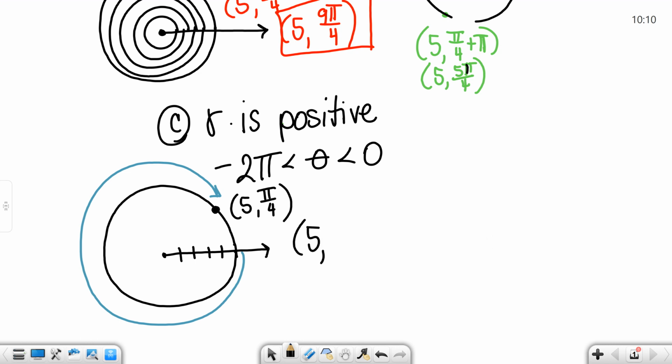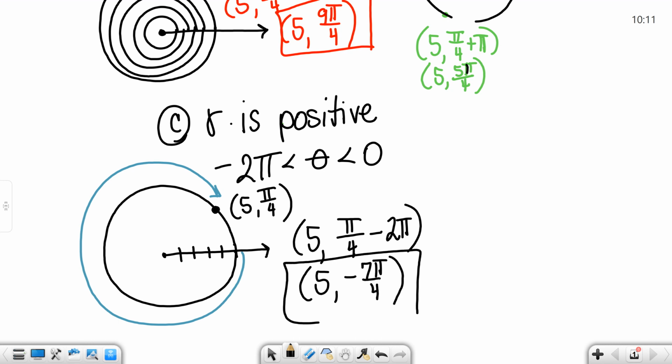So, still on the same point, 5, I want my r to be positive, right? And to find out what that blue theta would be, I just say pi over 4 minus 2 pi. Okay, and I get negative 7 pi over 4. So now theta is negative. That is the correct theta. And we're on the 5th ring. R is 5. So different representations of the exact same point.